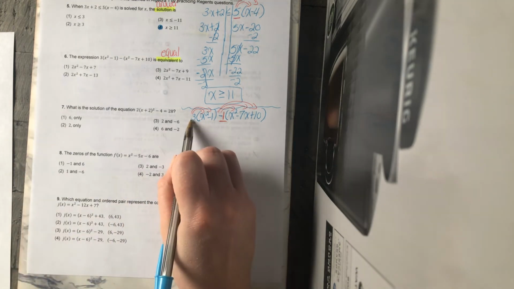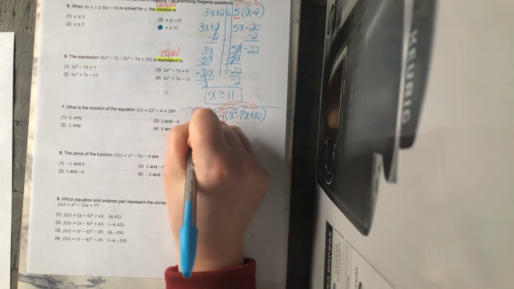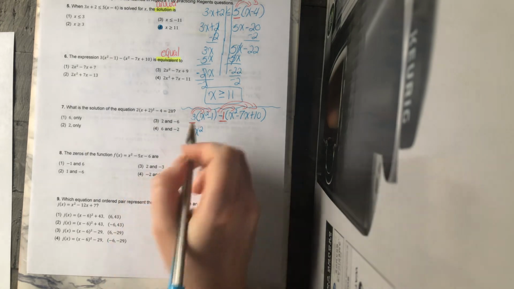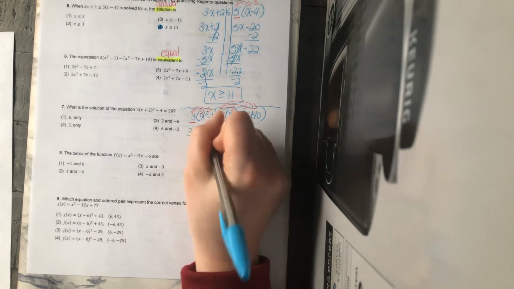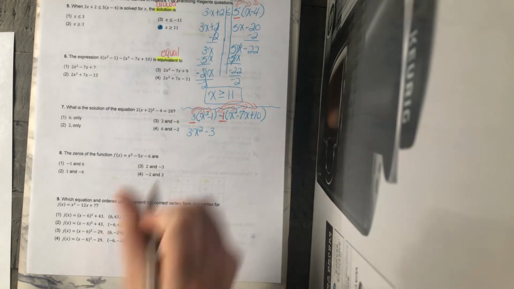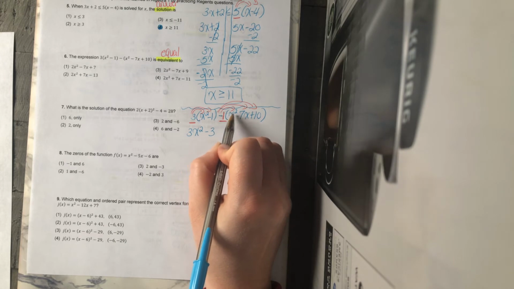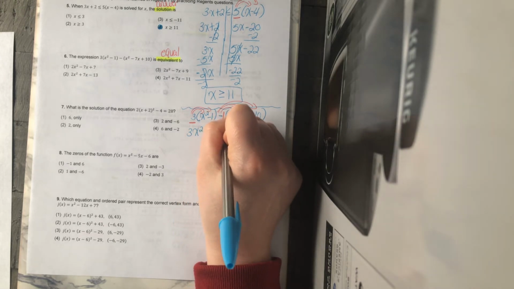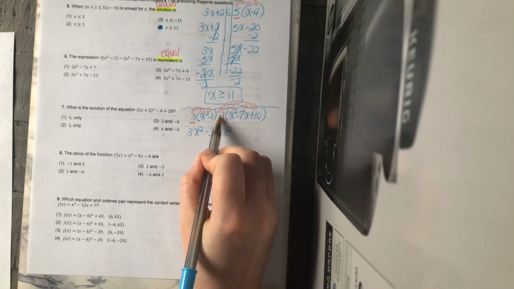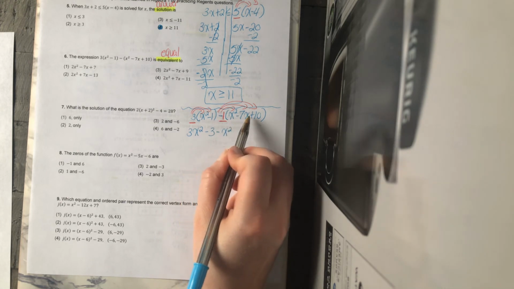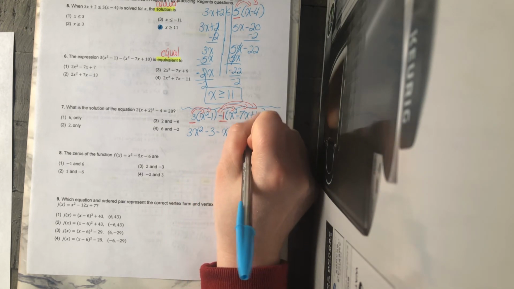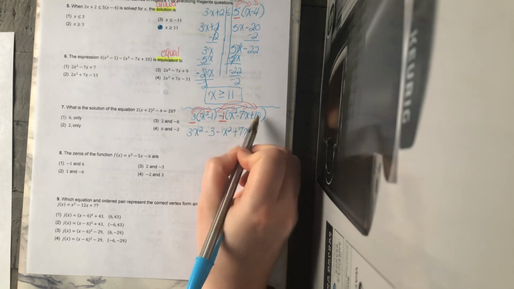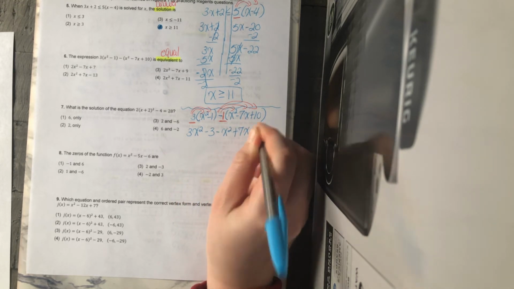So I know that 3 times x squared is 3x squared. 3 times negative 1 is negative 3. Negative 1 times x squared is negative x squared. Negative 1 times negative 7x is positive 7x. Negative 1 times 10 is negative 10.